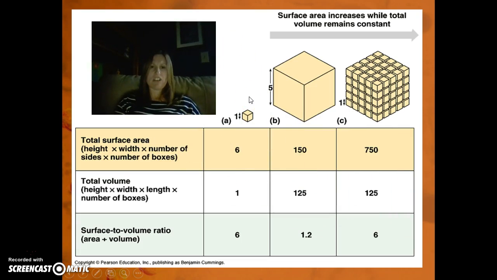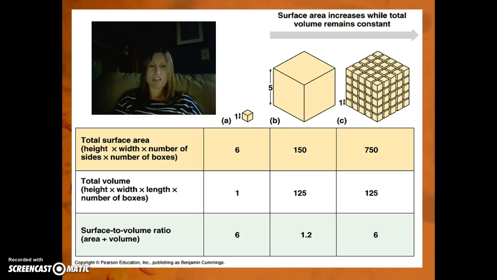Okay, what you are seeing here is the surface area to volume ratio. The smaller the cell, the higher the surface area to volume ratio. Meaning this, the smaller the cell, there is more surface area to support the inside of that cell. Okay? For example, in this one, if you look at the small guy here, letter A, he has a total surface area of 6. Height times width times number of sides times number of boxes. But a total volume of 1.